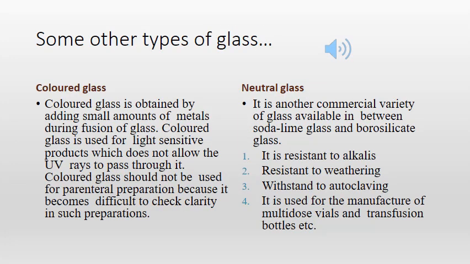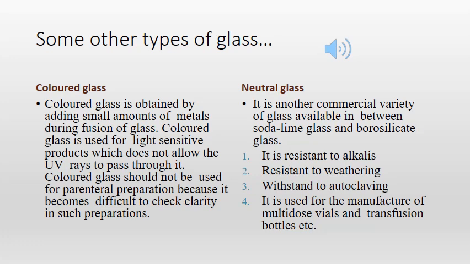Then comes colored glass. Colored glass is obtained by adding small amounts of metals during the fusion of glass. It is used for light sensitive products, as it does not allow the UV rays to pass through it. Colored glasses are generally not used for parenteral preparations because it becomes difficult to check the clarity in such preparations.